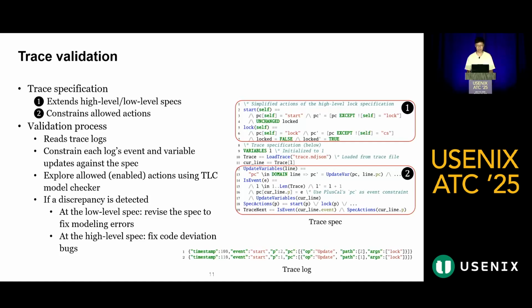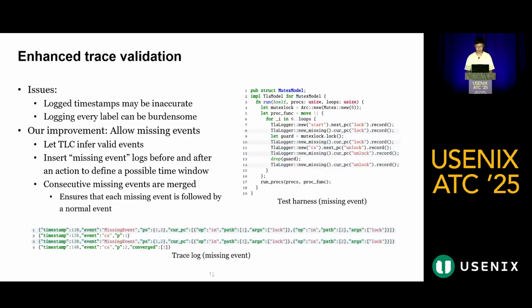The model checker then explores these actions to see if the traces match a valid path in the spec state space. A failed match indicates a discrepancy, usually a modeling error at a low level or a code bug at a high level where the spec reflects the intended design.